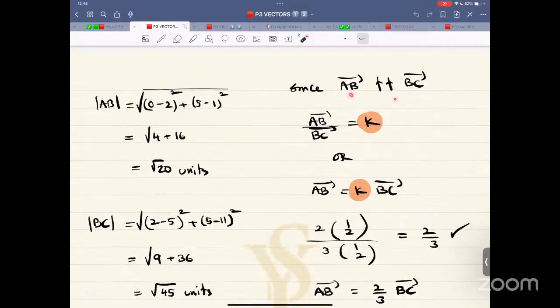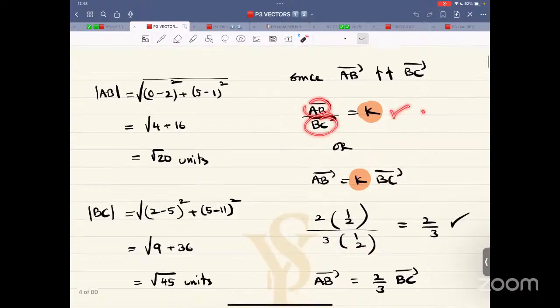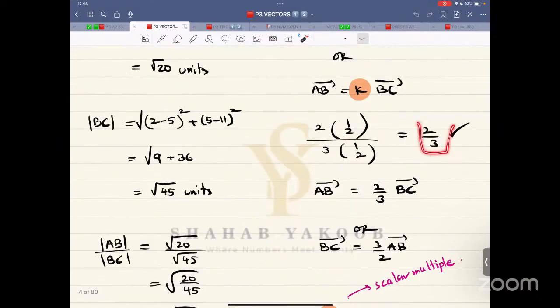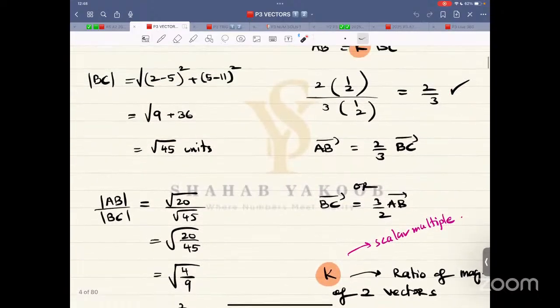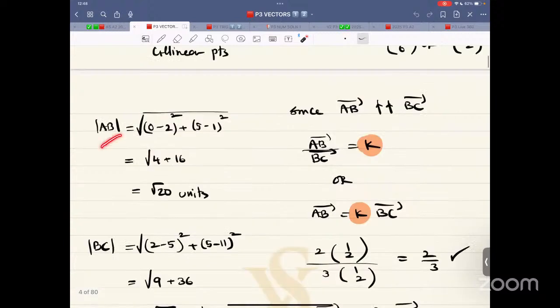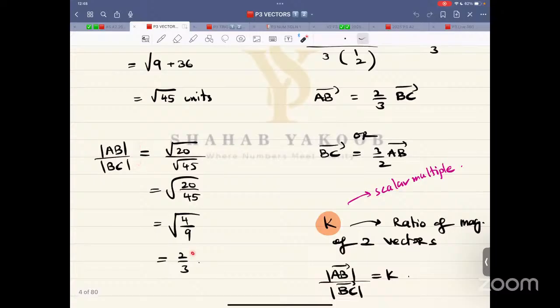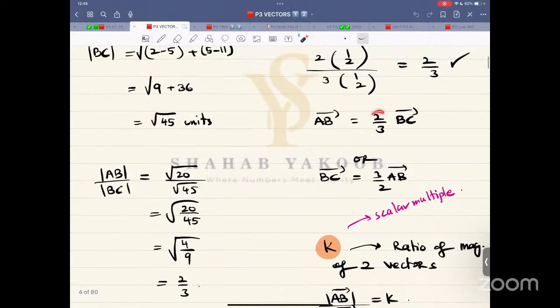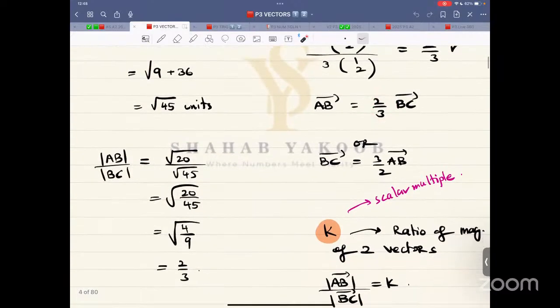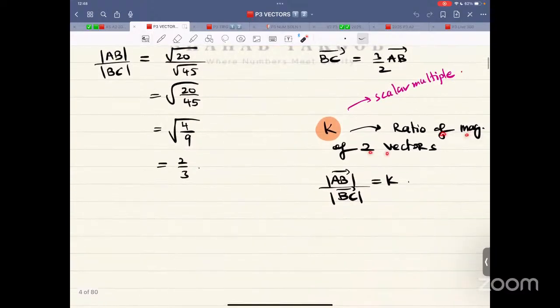Since AB and BC are parallel, one vector divided by the other is a scalar multiple, it's a constant. And that's how you can also get the ratio of the length of the two vectors. This is AB, that is the distance, BC, that is the distance. AB is to BC, that is 2/3, that is the same thing as the scalar multiple. This is the ratio of magnitude of two vectors.